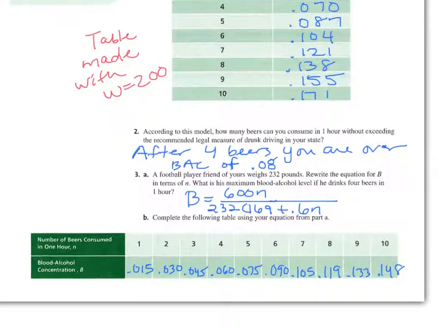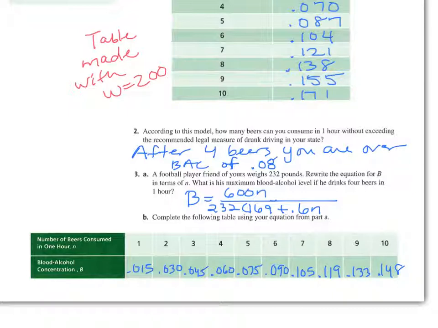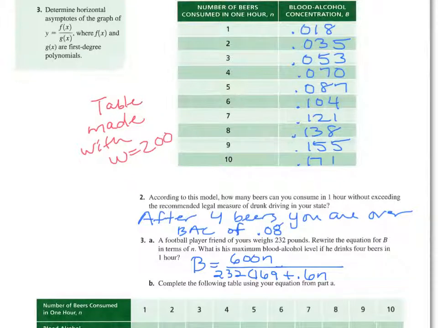Now number 2: according to this model, how many beers can you consume in 1 hour without exceeding the recommended legal measure of drunk driving? It says in the beginning that all except a few states have the legal limit of 0.08. So they're really asking us, where does it happen? If you look in between here, it happens somewhere between 4 and 5. So 4 is the most you can have per hour, for just a 200-pound person. Once you go over 4, you go over the legal limit of 0.08.